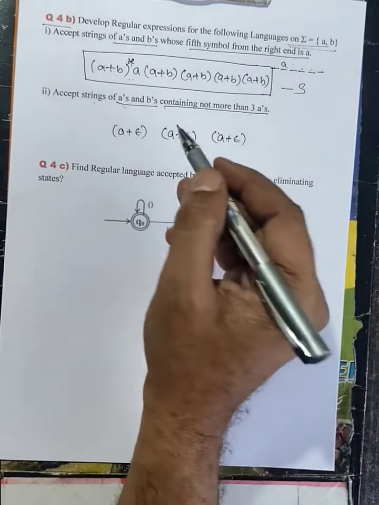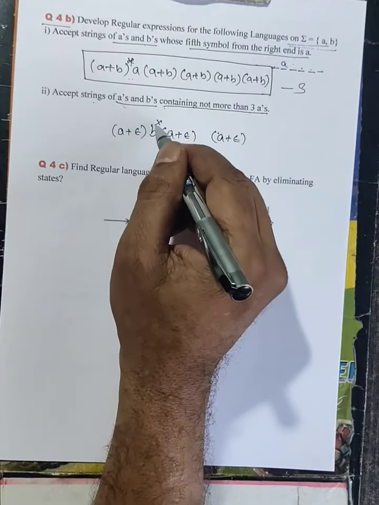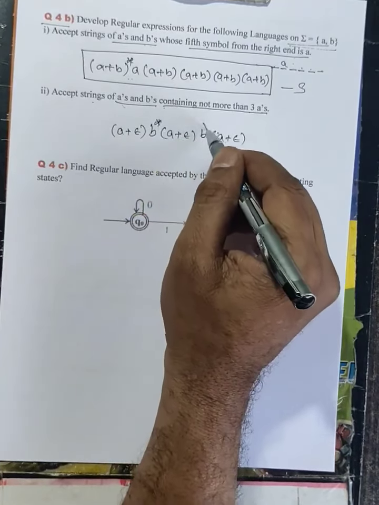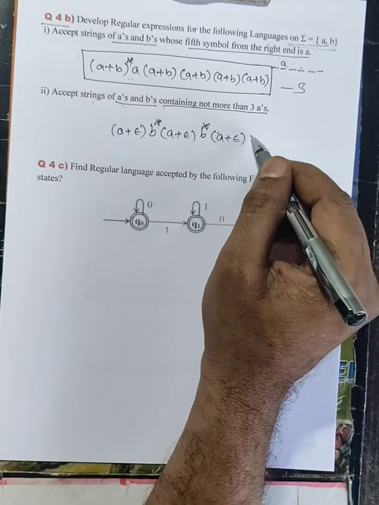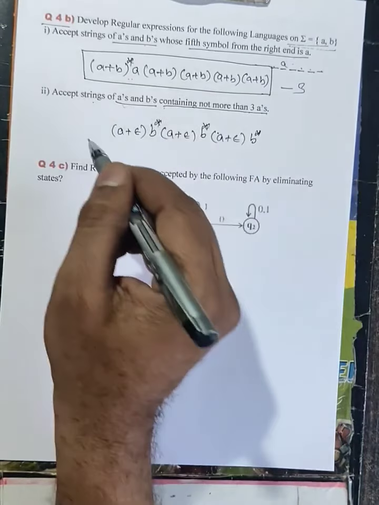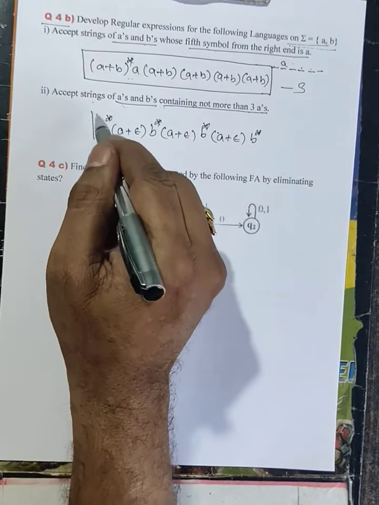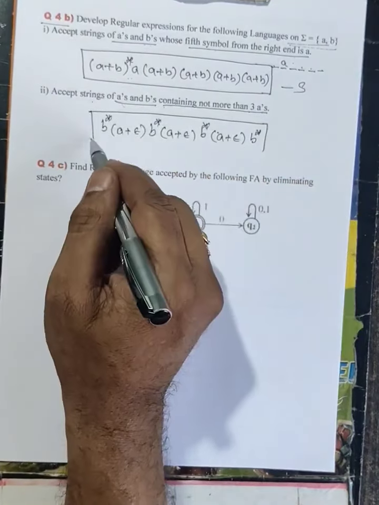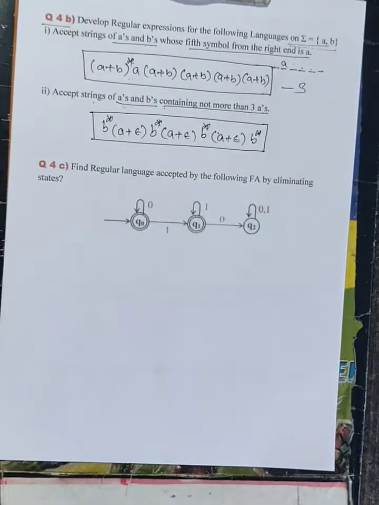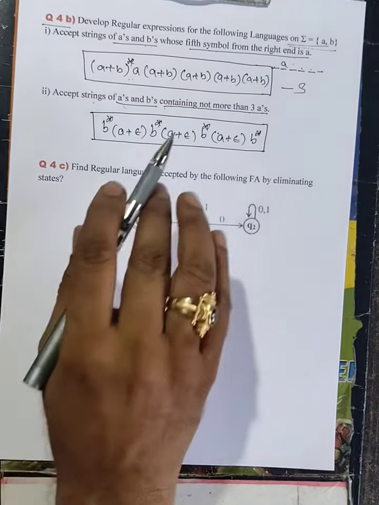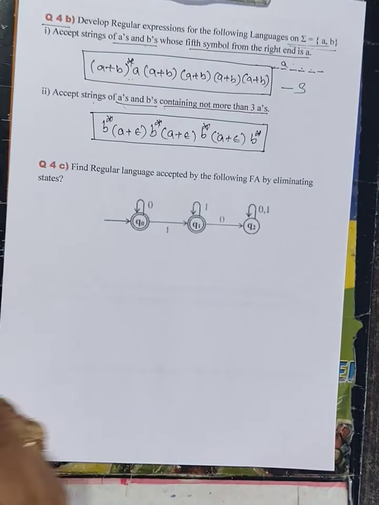Between this we can take any combination. Between these two we can take any number of B's, or between this we can take any number of B's, or after this you can take any number of B's, or before this you can take any number of B's. This is the regular expression for A's and B's, not more than 3 A's. Maximum 3 A's should be there.